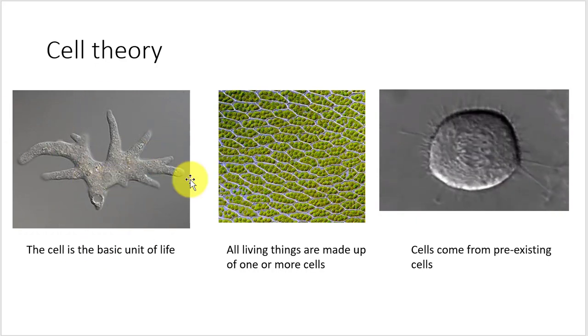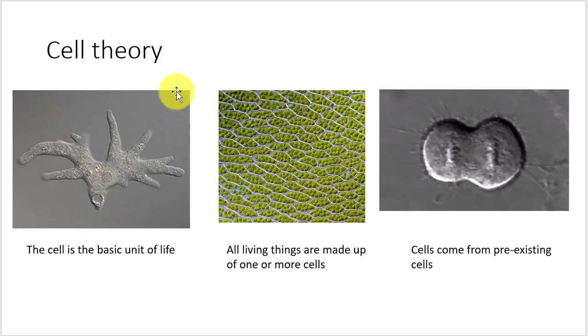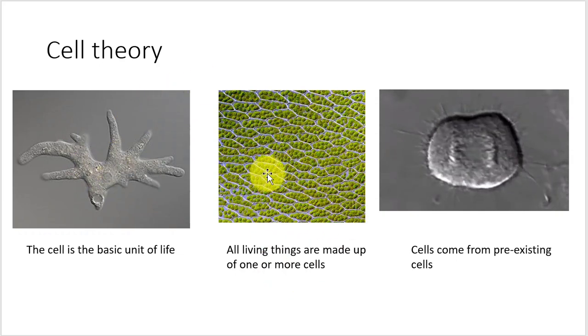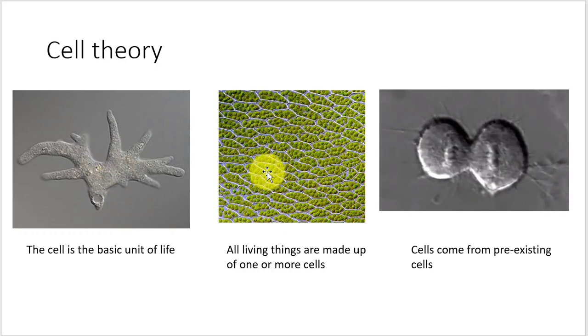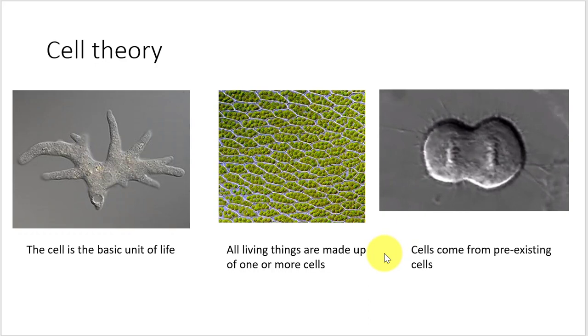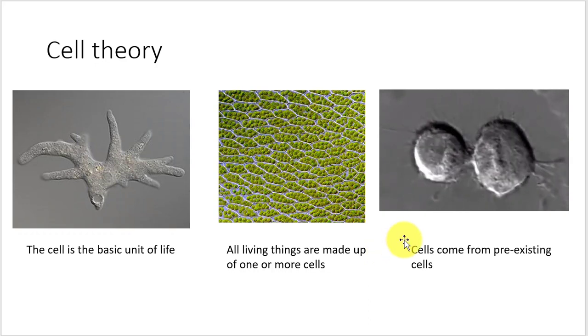We can have single-celled organisms like this amoeba, or we can have multicellular organisms like this Elodea right here, which is a plant, right? We're humans, we're a multicellular organism, right? And the last part, all cells come from pre-existing cells.